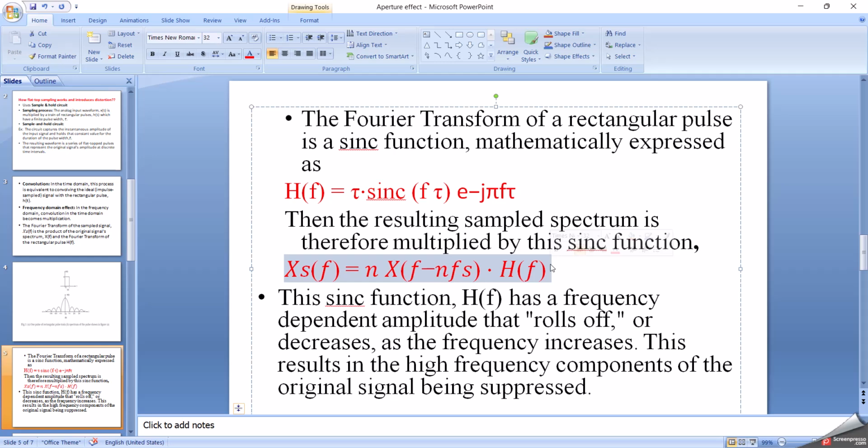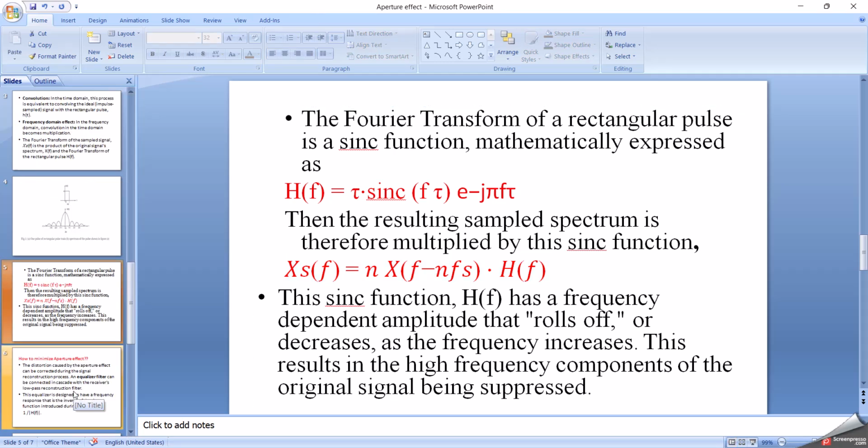And this sinc function H of f has a frequency dependent amplitude that rolls off, or we can say that the amplitude will decrease as the frequency increases. This results in high frequency components of the original signal being suppressed. That is nothing but our aperture effect.